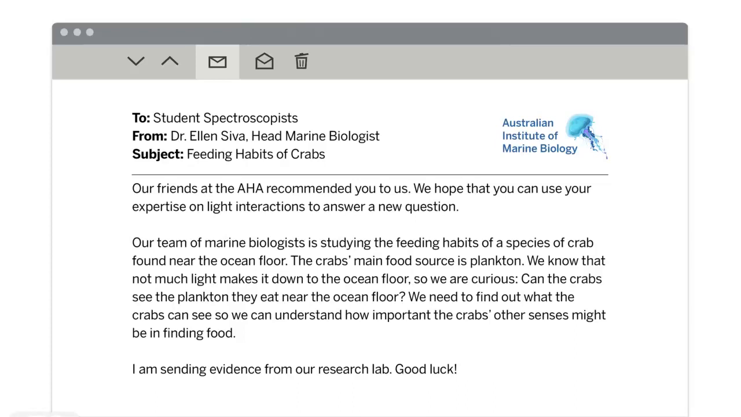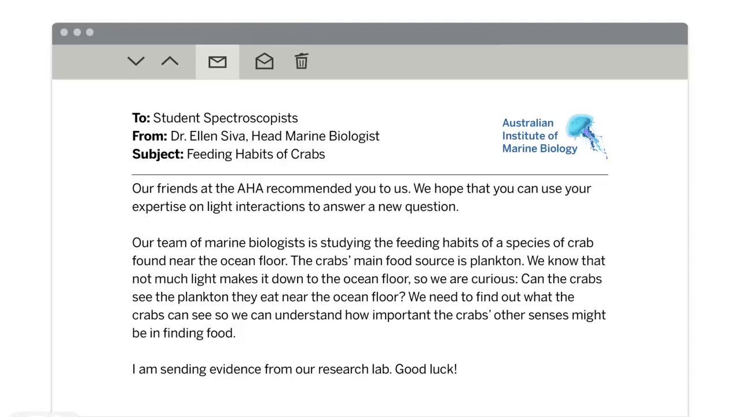Our team of marine biologists is studying the feeding habits of a species of crab found near the ocean floor. The crab's main food source is plankton. We know that not much light makes it down to the ocean floor, so we are curious. Can the crabs see the plankton they eat near the ocean floor? We need to find out what the crabs can see so we can understand how important the crab's other senses might be in finding food. I'm sending evidence from our research lab.